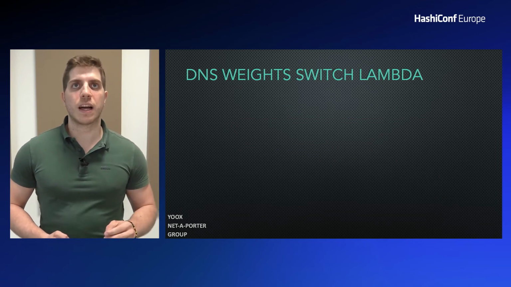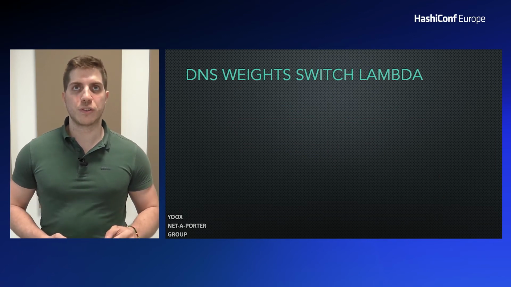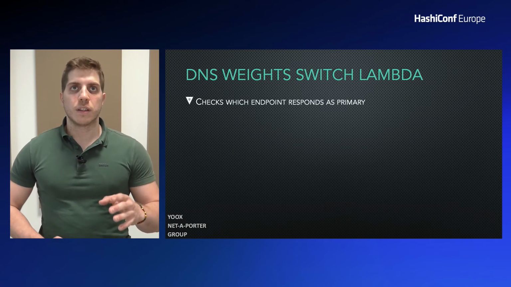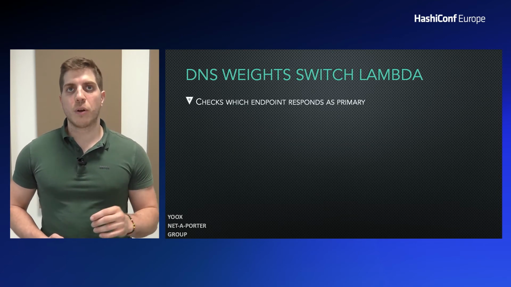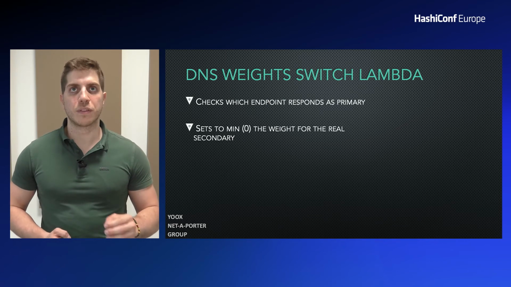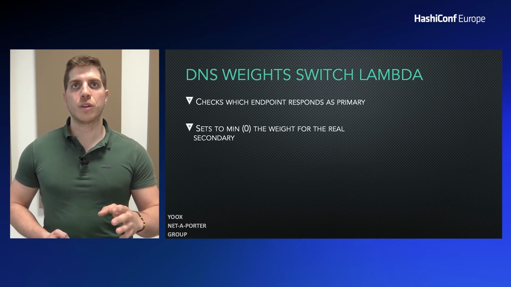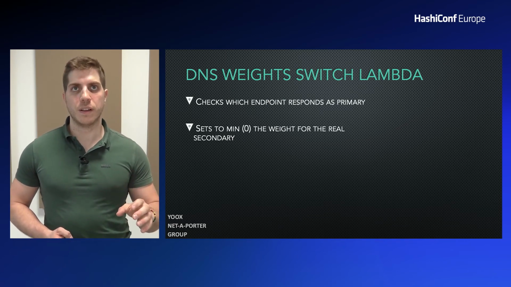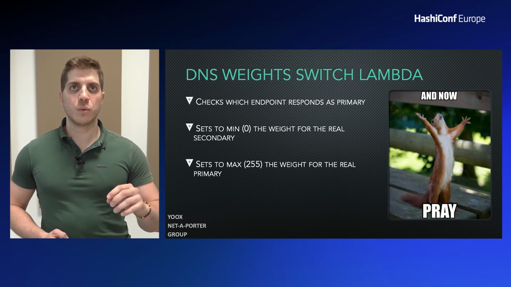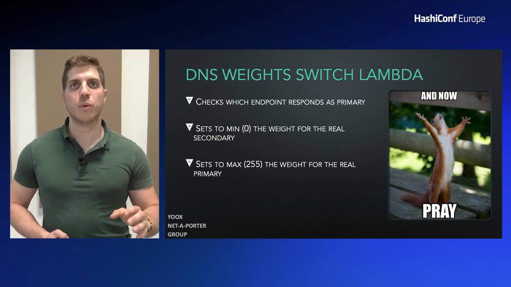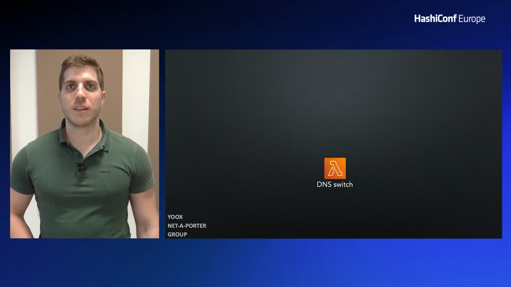Now we have our final lambda, the DNS wait switch lambda. So these two, first of all, will check which endpoint is the primary or the secondary. Then it will set to 0 the wait for the real secondary, and it will set to the maximum value the wait for the real primary. So we can take now a look at the picture.